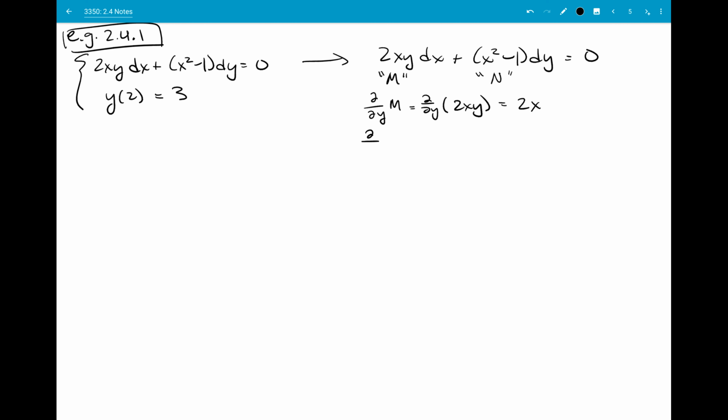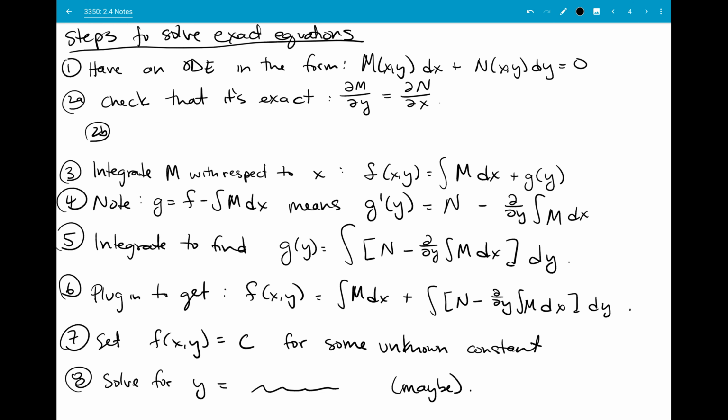And then we take the derivative with respect to x of the thing attached to dy, that's N. So the derivative with respect to x of x squared minus 1 is 2x. So those are the same. This is an exact equation. Those were, I think, steps 1 and 2.